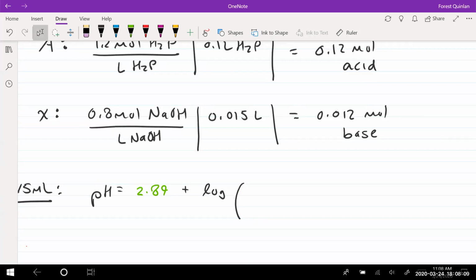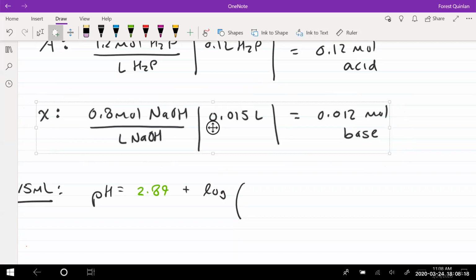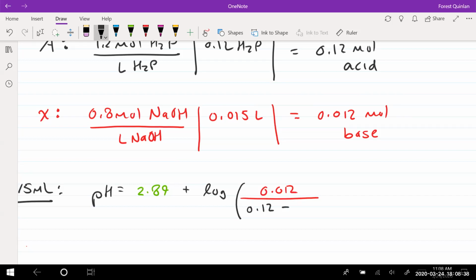I'm going to put the base in red, and I'm going to put my A in black. Let's do that. So log of our base, which is 0.012, all over 0.12 minus 0.012.